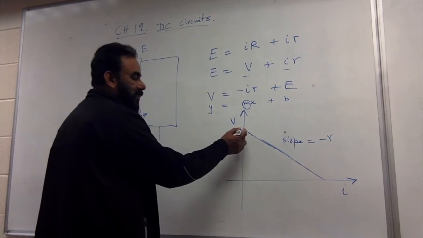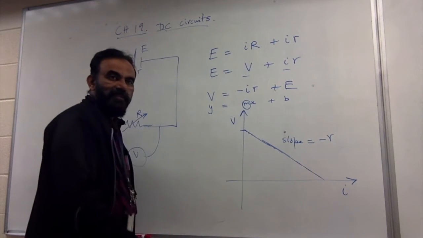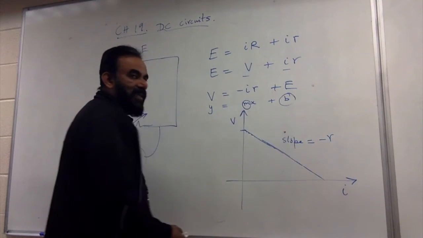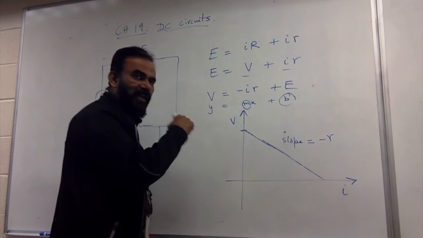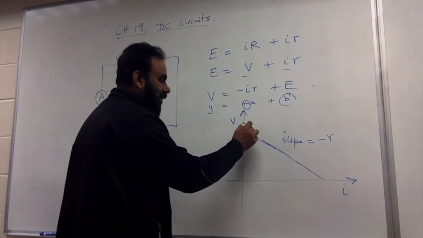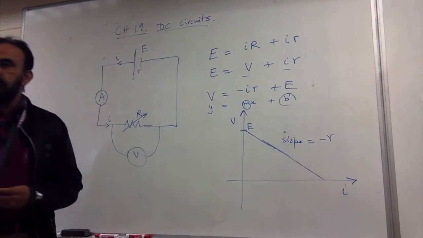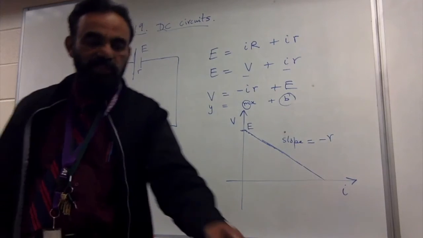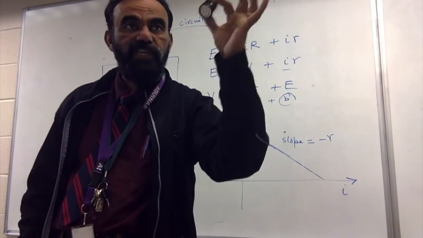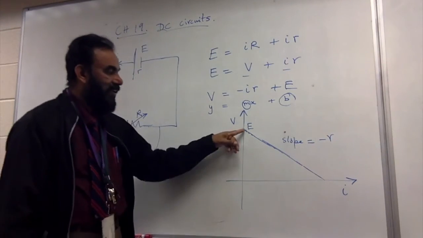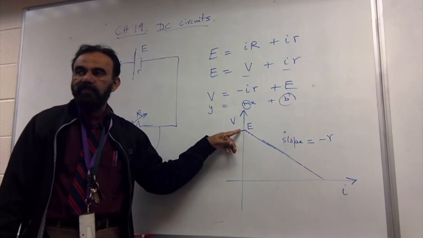And what about the y-intercept? E. Wherever this line cuts the y-axis is actually your EMF. The EMF of this is 1.5 volts, so if you investigate with this, you should get it hitting at the 1.5 mark.